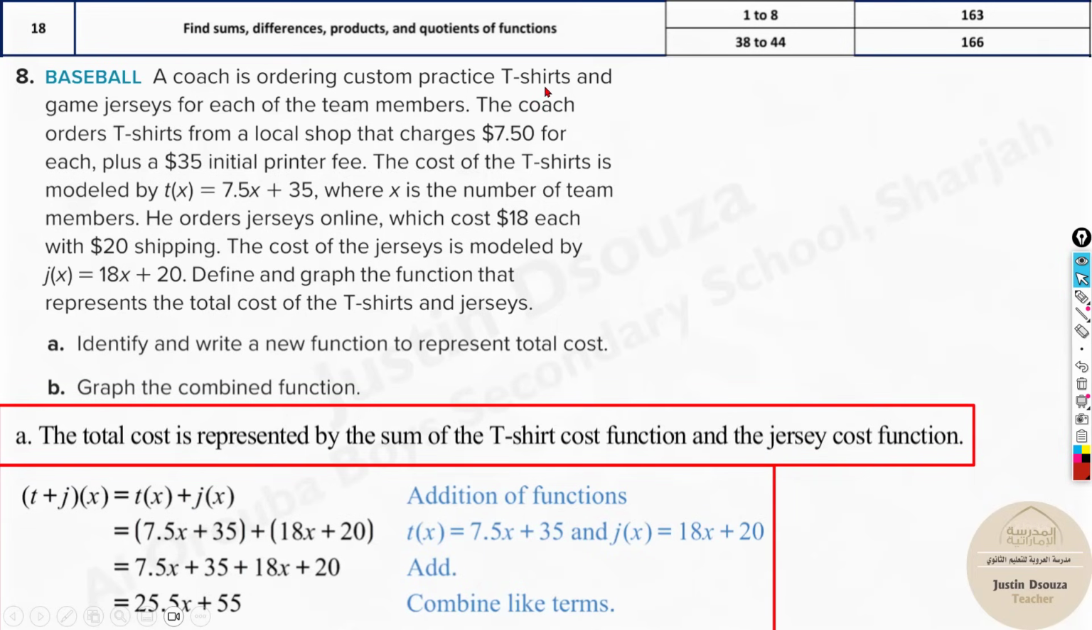Why? Because they have told t-shirt and game jerseys, the coach t-shirt has so much cost. Okay, and over here there is another cost, the online ones. You add them up. If you read the problem, you'll understand there are two costs. Now imagine you're buying something from a store, buying something online. What is the total cost? Add them up, right? So you add them up and you get this answer.